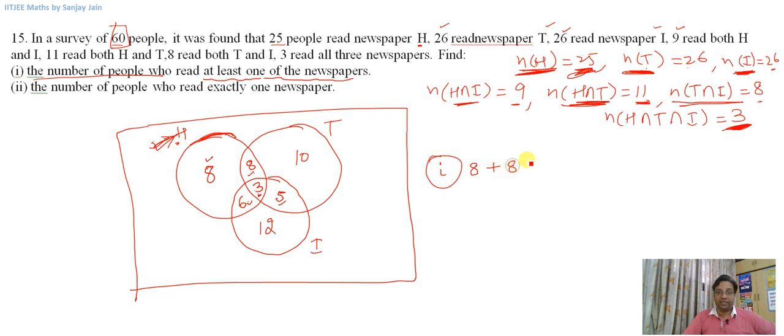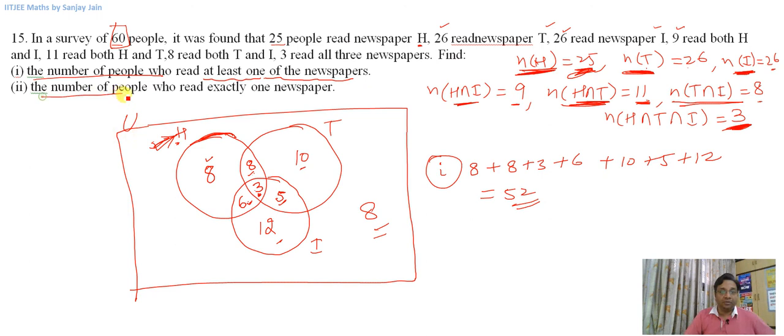8 plus 8 plus 3 plus 6 plus 10 plus 5 plus 12, everything that is written inside these circles. So 8 plus 8 is 16, plus 3 is 19, plus 6 is 25, plus 5 is 30, plus 10 is 40, and plus 12 is 52. So 52 people read at least one of the newspapers. If there was a question how many people read no newspaper, you would say 60 minus 52, that is 8 people who are outside of these circles, who read no newspaper.